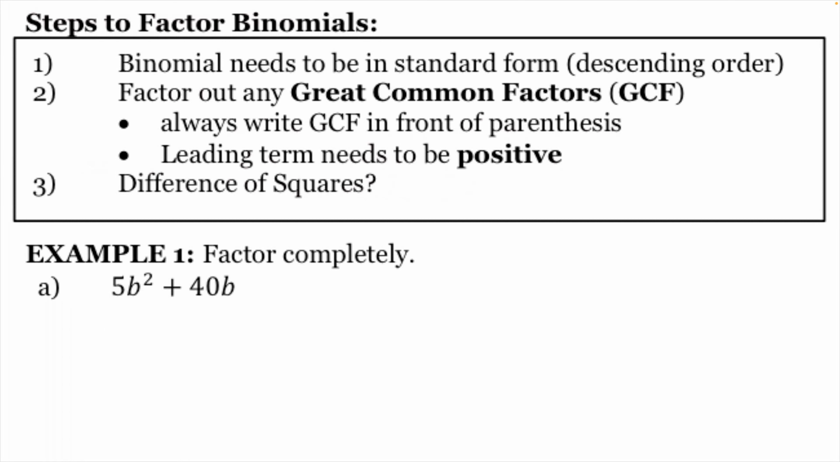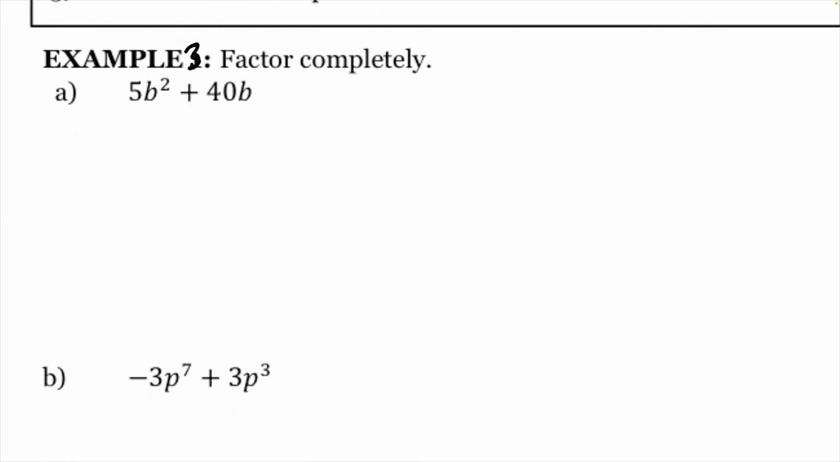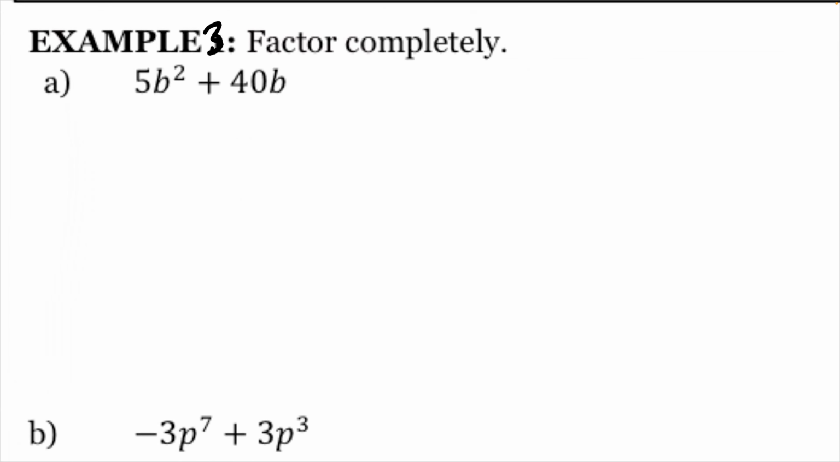Okay, so let's look at, this should be 3. I don't know why it's example 1 again. This should be example 3. Okay. Just says factor, doesn't say solve anywhere. So step 1. Is the binomial in standard form? What I mean by standard form is, does the big power go first and the little power go second? Yeah, squared and then 1, right?